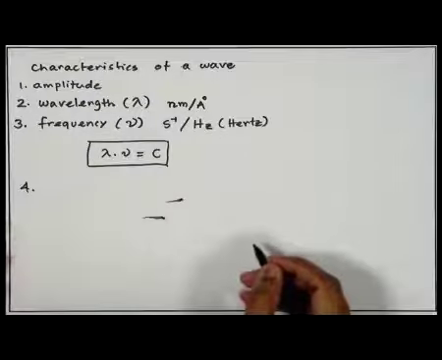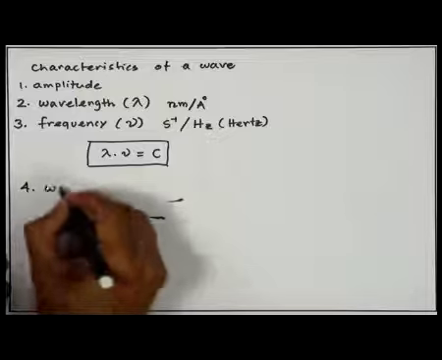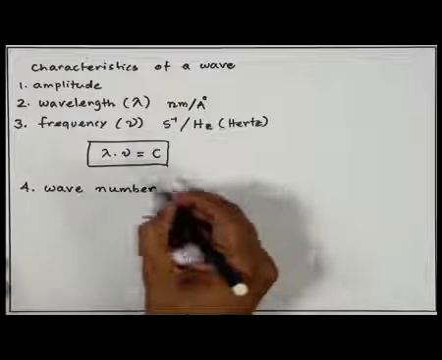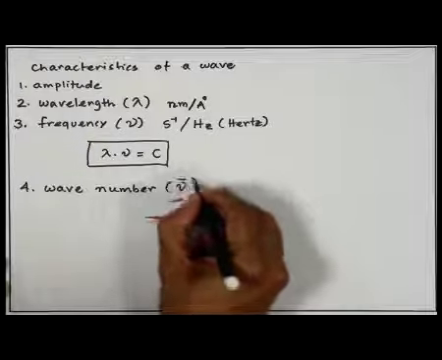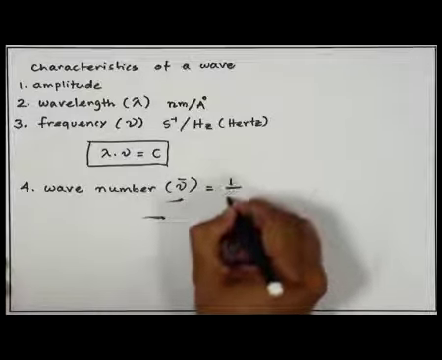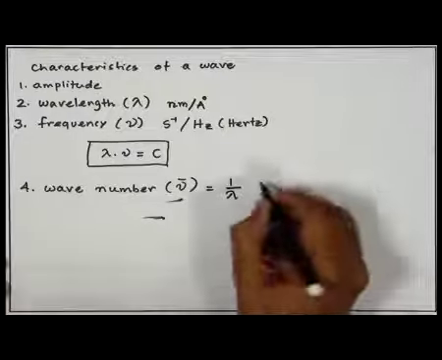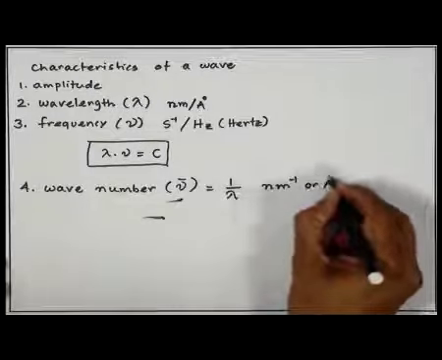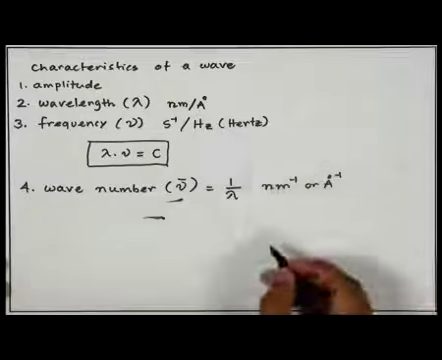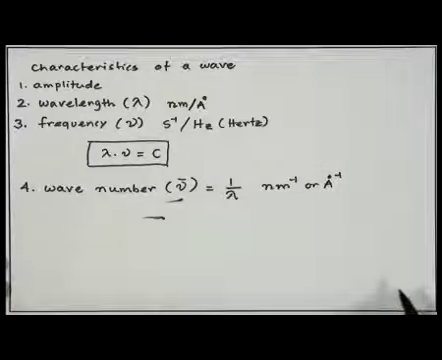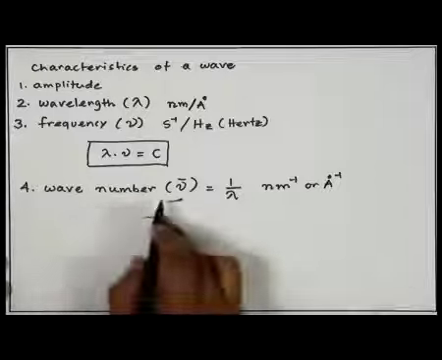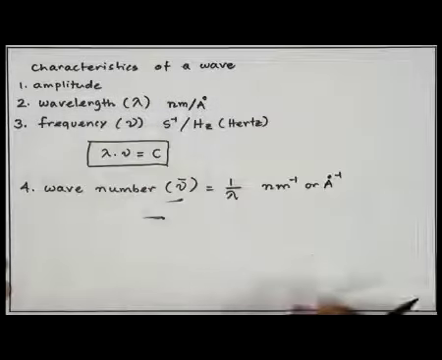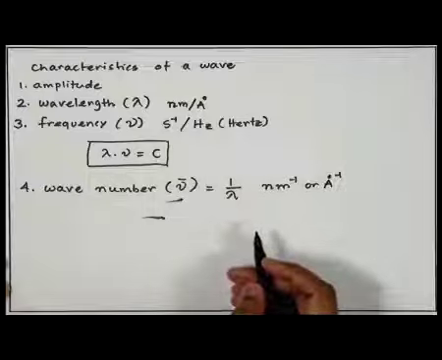We sometimes come across another terminology, which we call wave number. We signify it as nu bar. This is nothing but the reciprocal of lambda, 1 over lambda. The unit that we use to define it is nanometer inverse or angstrom inverse, essentially any inverse length unit, but we will use nanometer or angstrom. Wave number is essentially the number of wavelengths that you can fit in per unit length. This is essentially the reciprocal of wavelength.